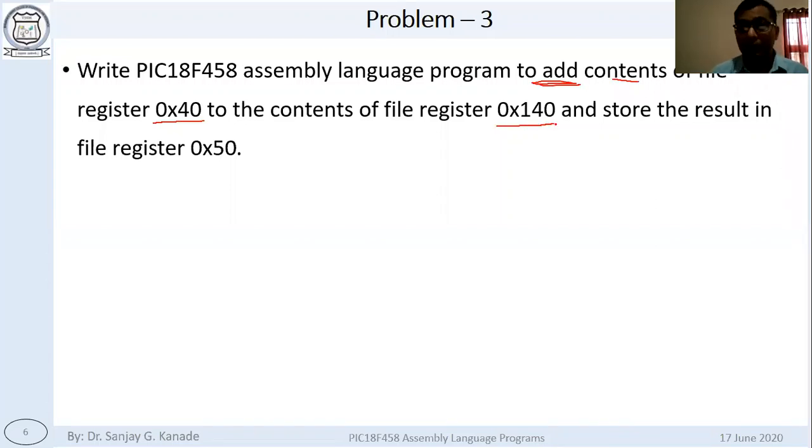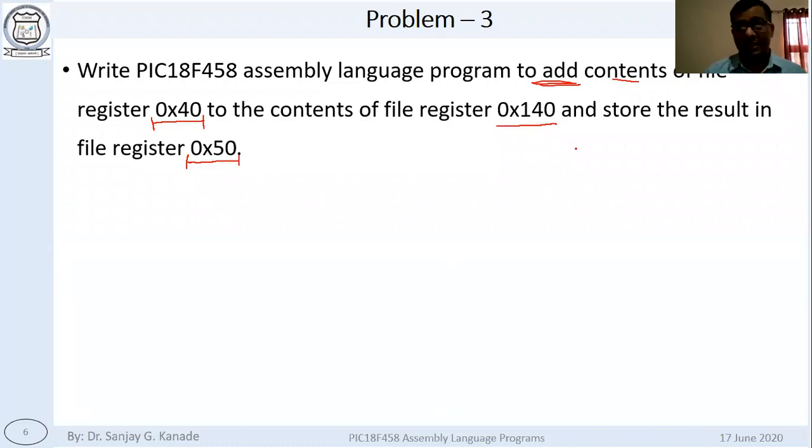0x140. Okay, please note the addresses. First register is 0x40 and second register is 0x140. The result we have to store in the third file register, which is 0x50. Now what is the trick I was talking about? See, the two registers are expressed in only 8-bit format, and third register is expressed in 12-bit format.